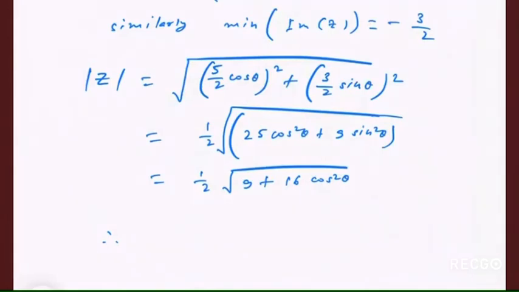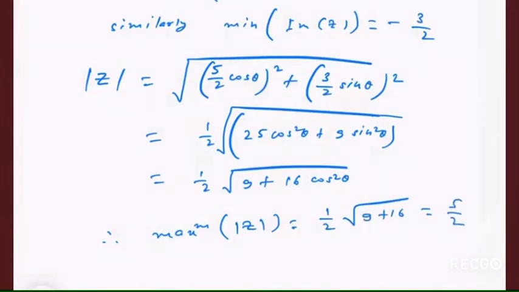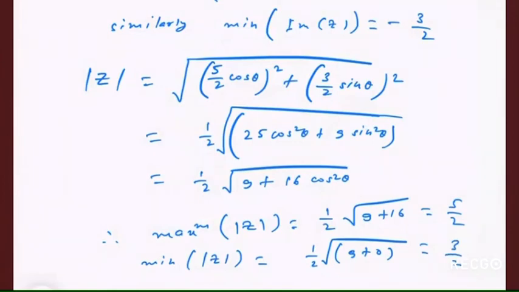So therefore, what should be the maximum value of mod z? When cos square theta is maximum, the maximum value of mod z will be equal to 1 by 2 into the square root of 9 plus 16, which is equal to 5 by 2. And the minimum value of mod z is equal to 1 by 2 into, when cos square theta is equal to 0, in fact it should be 3 by 2.